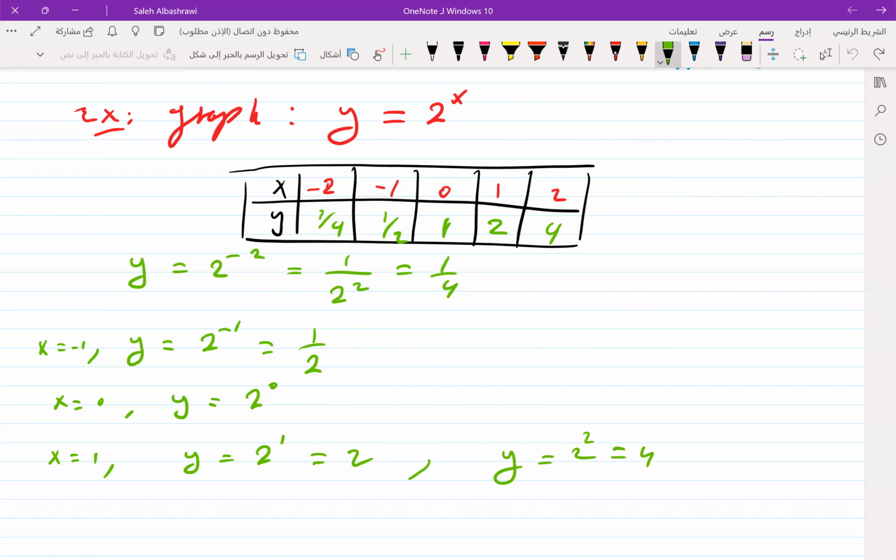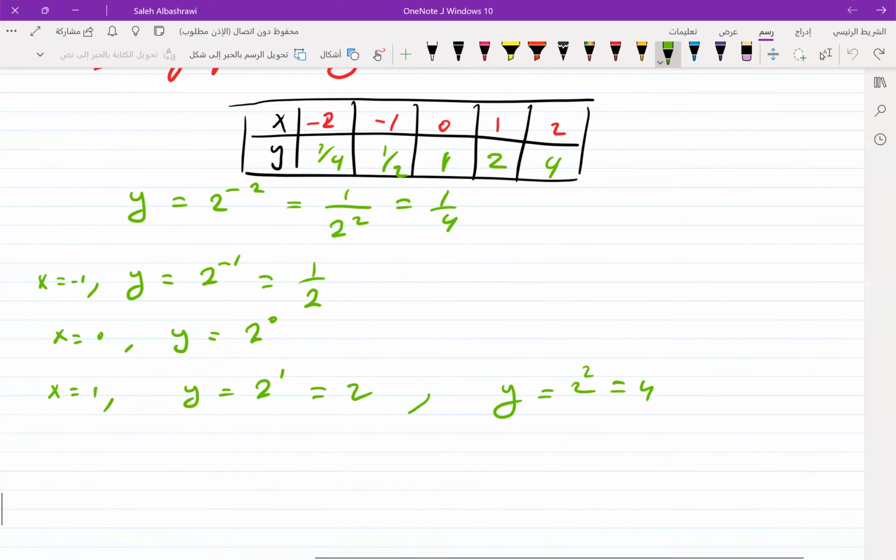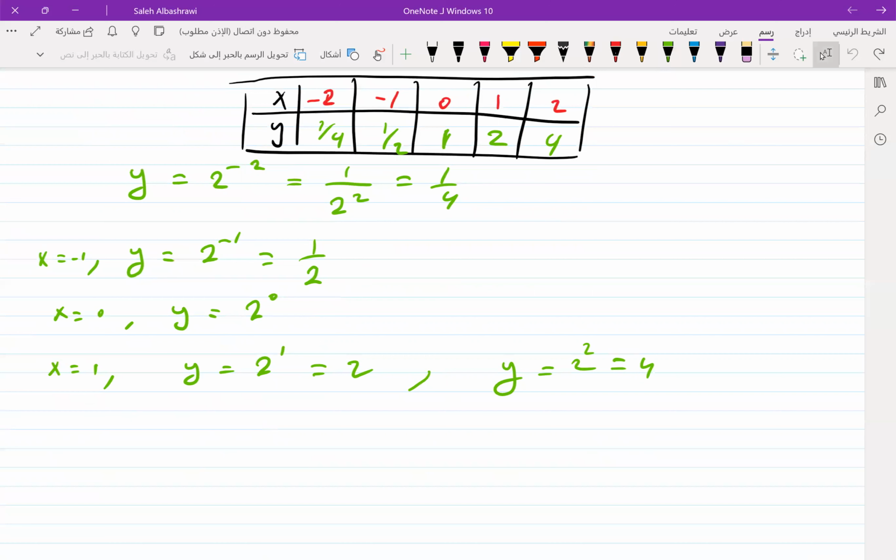So these are the 5 points for this function y equal to 2 to power x. Now I can graph this function.